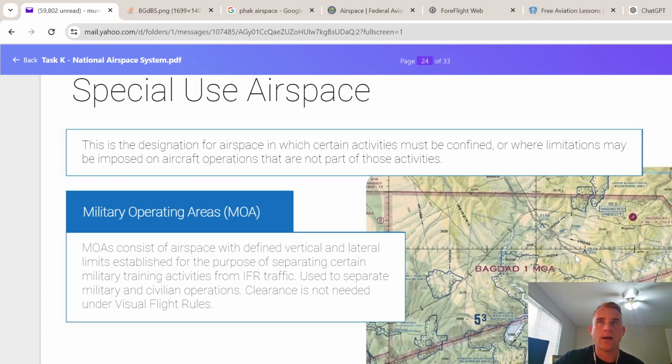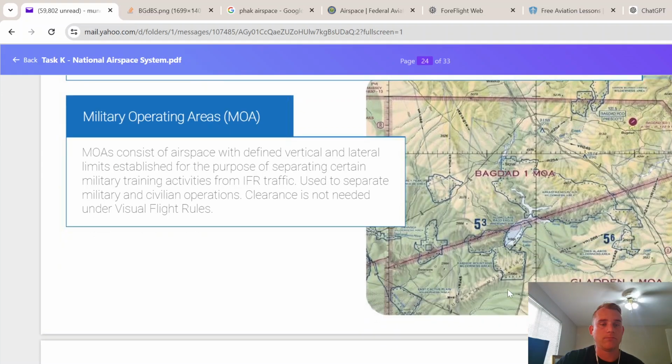I had one time, I was flying from KBOI to Twin Falls. The air traffic controller said, hey, do you plan on flying through the MOA? I said no, and they said, okay, well, if you want to, you can, because the MOA is not hot right now. So just be aware of it. I've never flown through an MOA. I know some people who just don't care and they'll do it, but I never have.